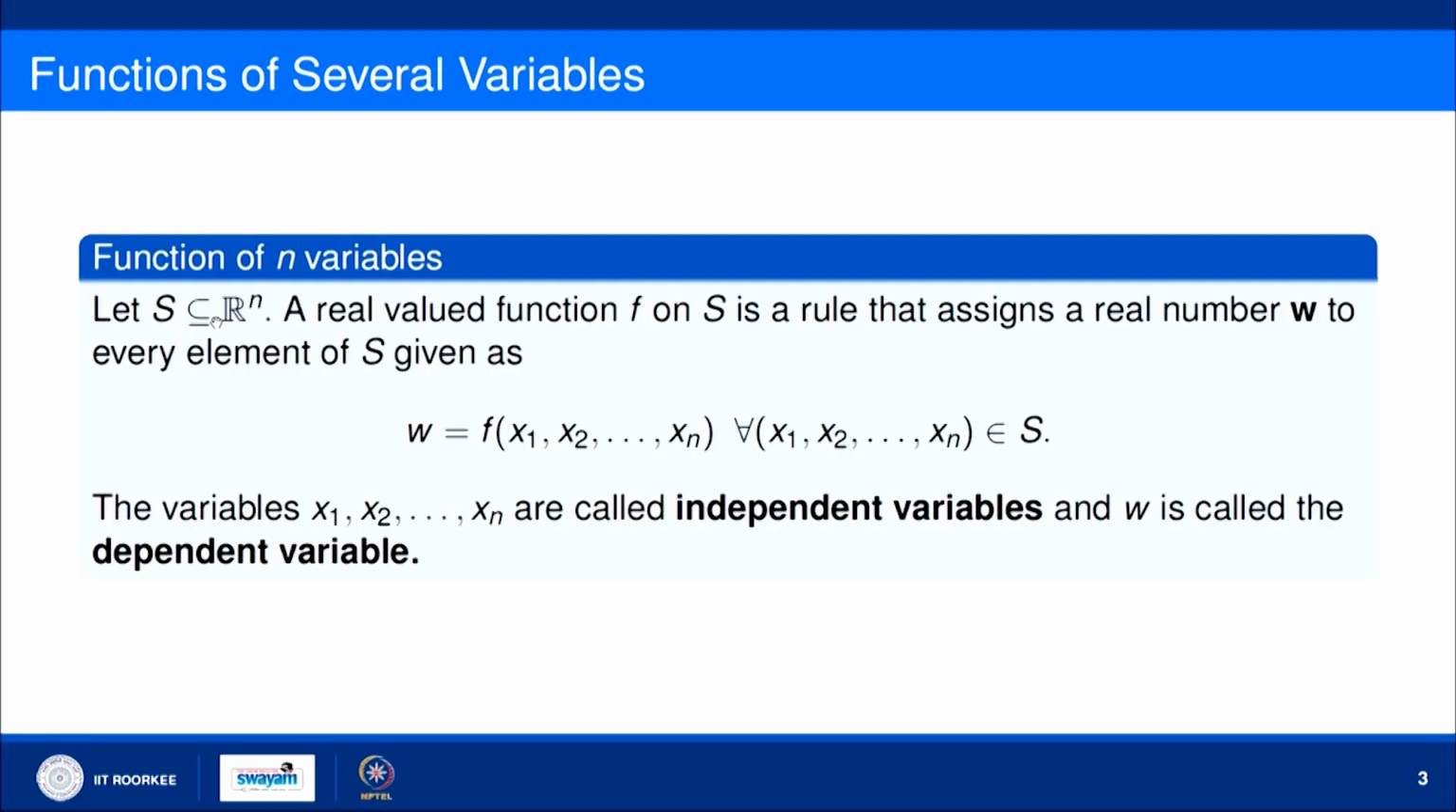Let us suppose a subset of Rn. So, what do you mean by Rn? Rn is basically a set of n-tuples (x1, x2, up to xn) such that xi belongs to R for all i. So, this is basically Rn.